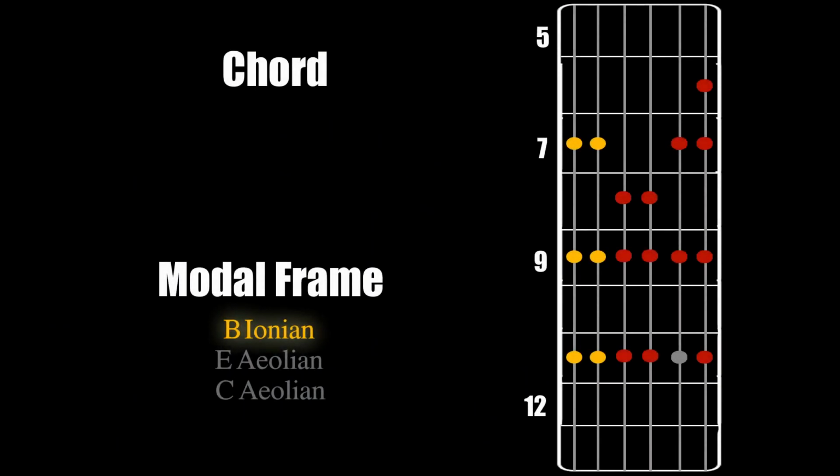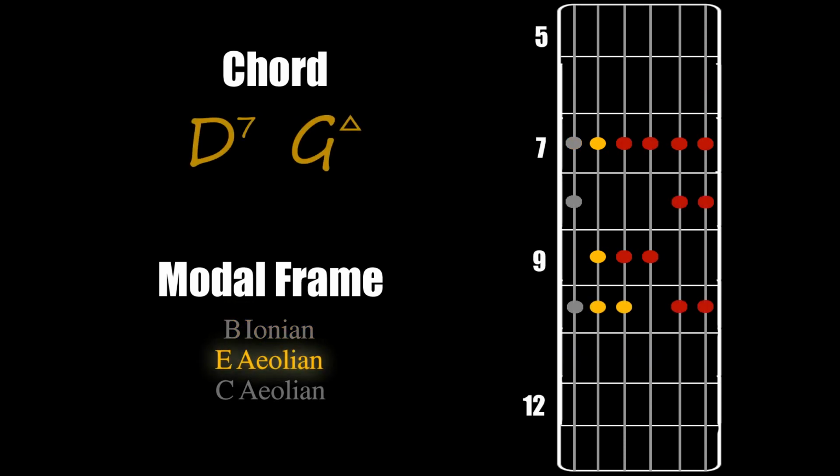So again, I like to stress that the main purpose of this map is to just provide a framework for you to latch onto and pick out target tones of each passing chord. So let's map yet another position further down the fretboard, again using only 3 modes. For our starting chord of B major, we're going to be using B Ionian. Pretty standard, right? For D7 to G major, we're going to use E Aeolian this time.